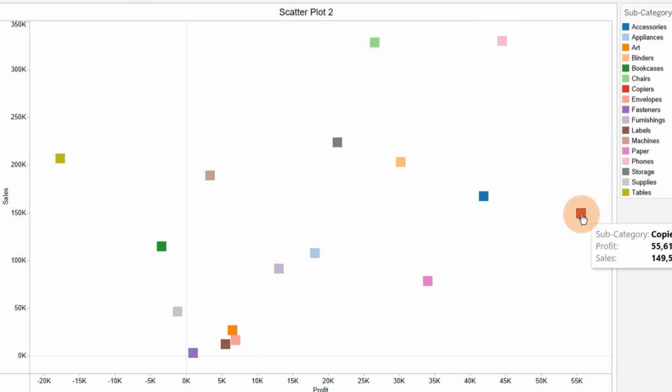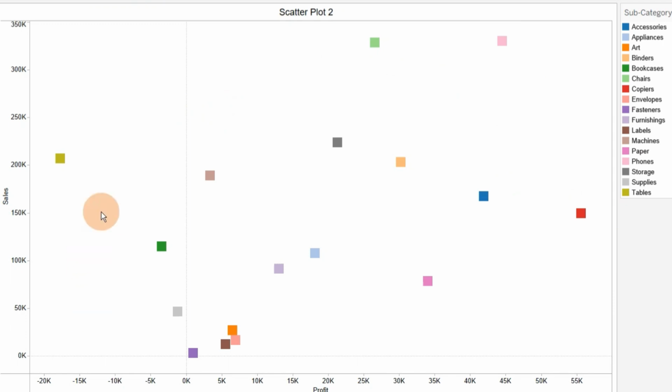Here I can also see copier, where profit is very high. This is the highest profit of any subcategory, and sales is 149. So here sales is less but profit is high. So the highest profit I am getting is from the copier subcategory.